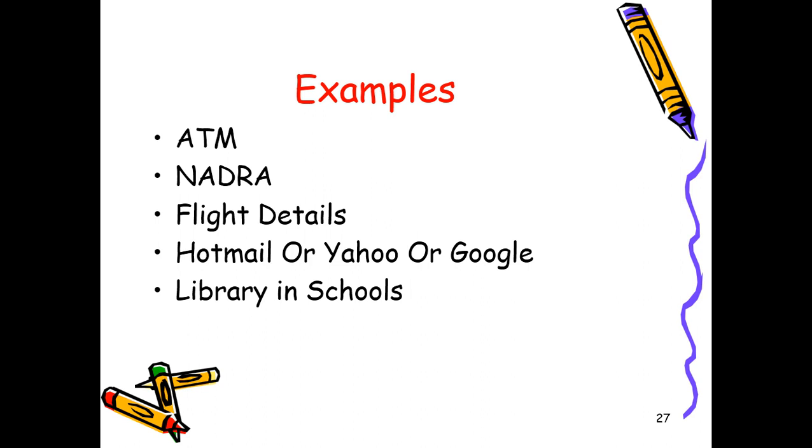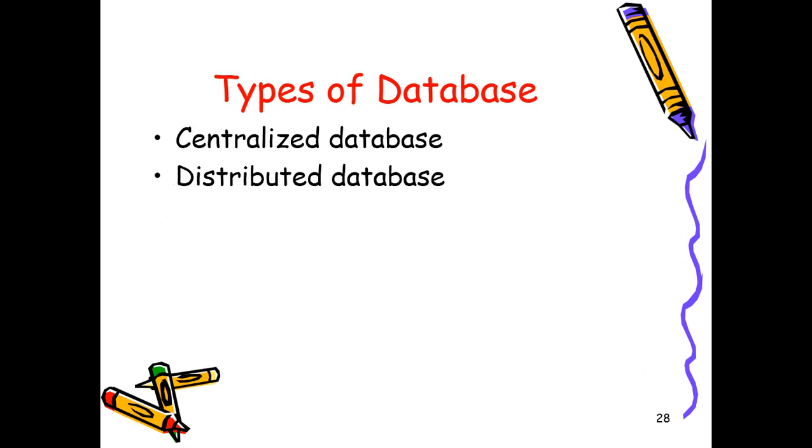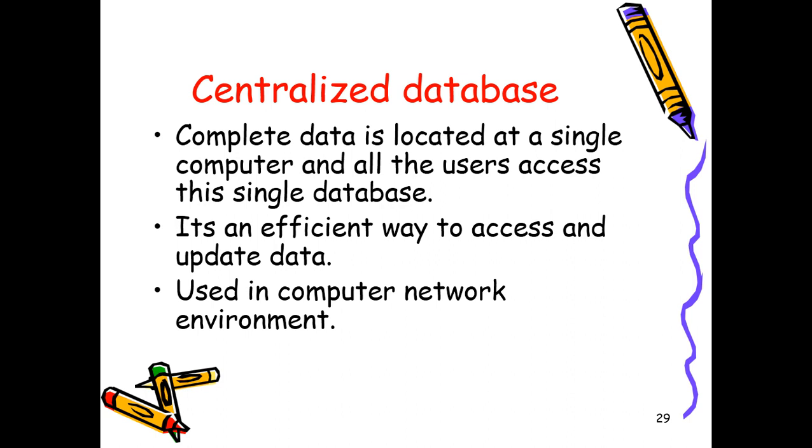In a centralized database, the complete data is located on a single computer and all users can access this single database. It is an efficient way to access and update data in a computer network environment. A distributed database is a single database which is spread physically across multiple computers over a wide area network. It may be homogeneous or heterogeneous.